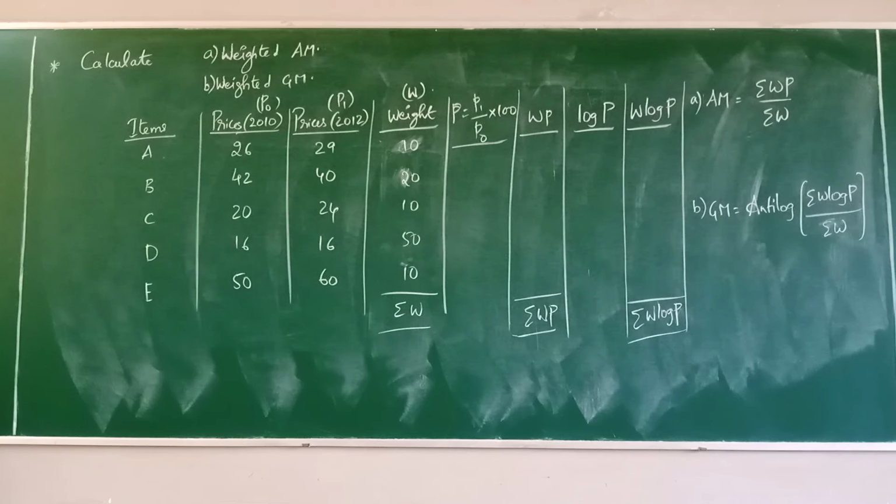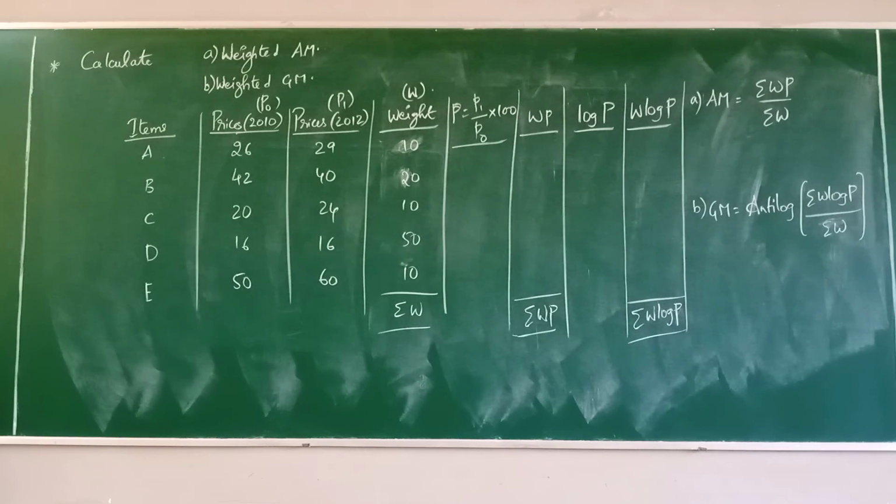So what all totals are required now? Summation W is a common total required, then WP total and summation W log P total. Only in between, you have to calculate log P after finding the price relatives P. So substitute the values summation WP by summation W in the arithmetic mean, and then the anti-log of summation W log P by summation W. First, within the bracket term, you complete it initially: summation W log P by summation W. If you do it, you will be getting one value. So that means anti-log of so-and-so value you will be getting.